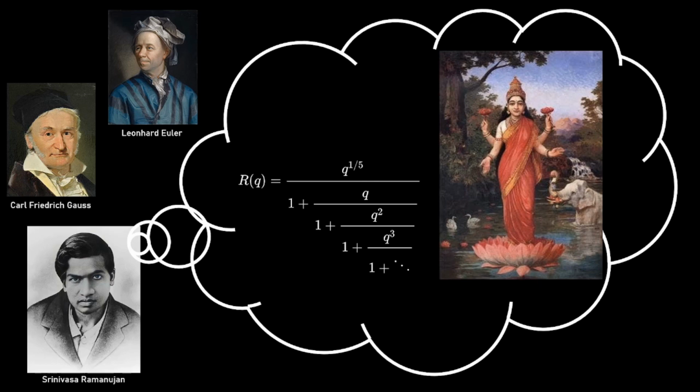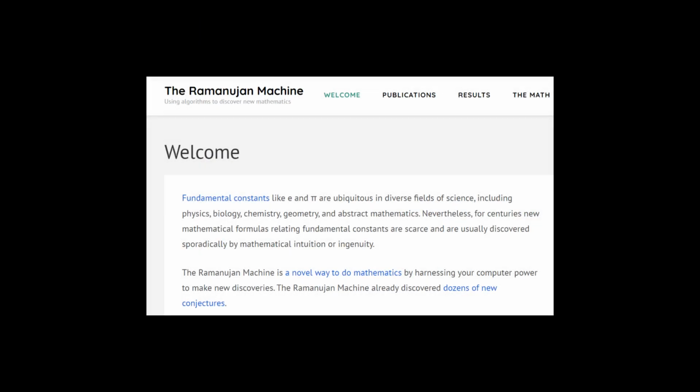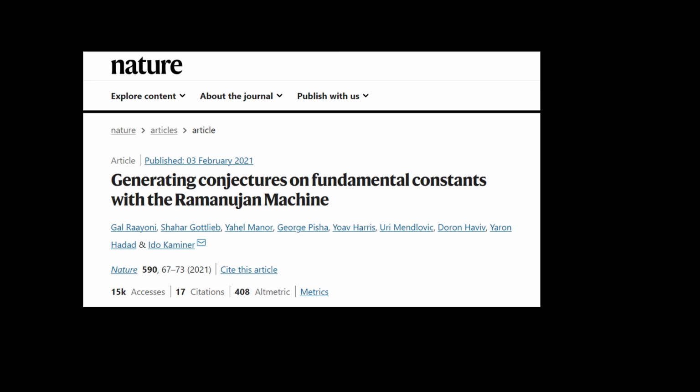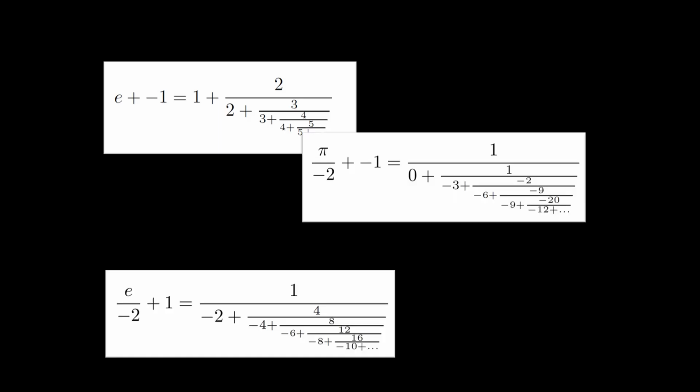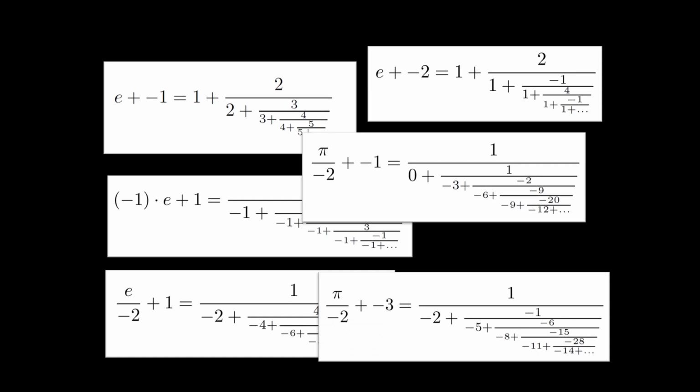The question we ask is whether computers can replace or enhance such ingenuity. This is the vision that started our Ramanujan machine project. We develop algorithms for computer-assisted discovery in mathematics. And in fact, we made several contributions toward this vision in the last years. Among them, the first algorithms that discovered new continued fraction formulas that represent mathematical constants, finding hundreds of previously unknown formulas, some easy to prove and some still unproven.